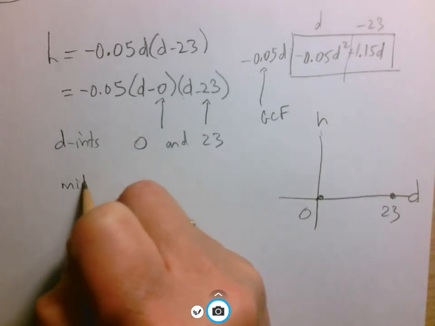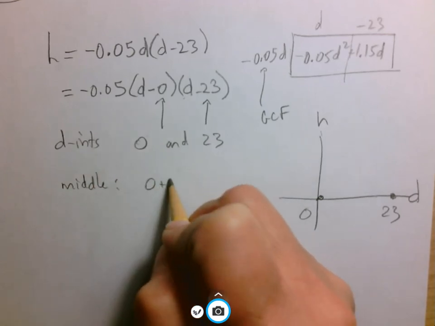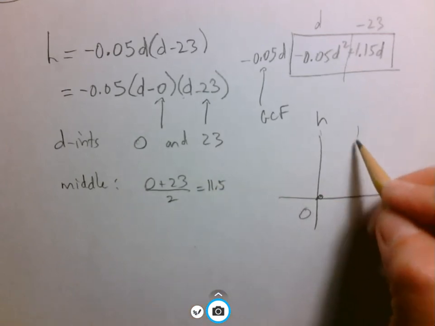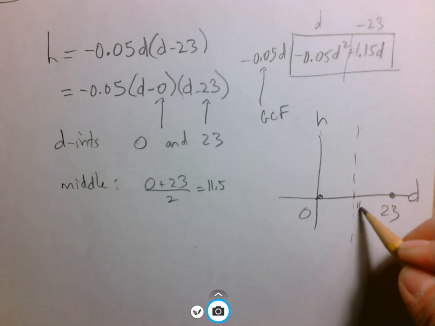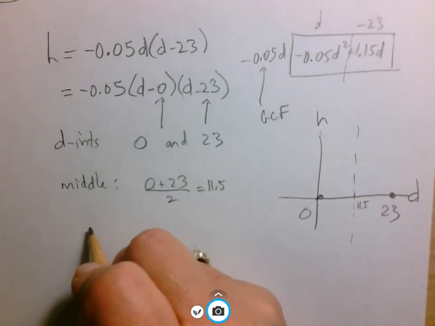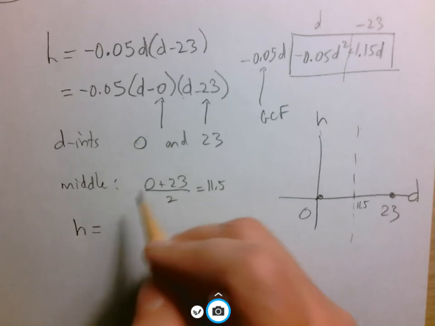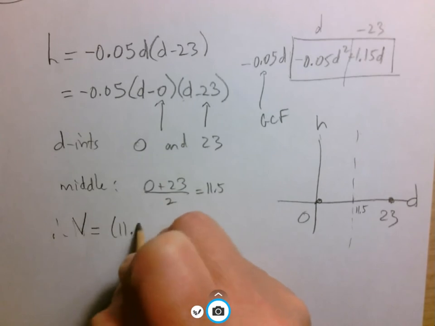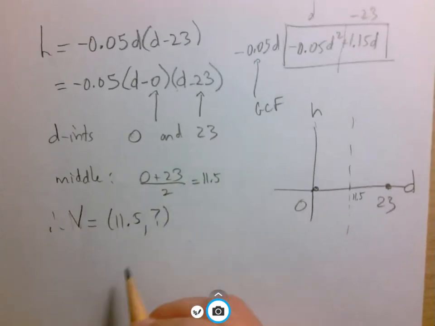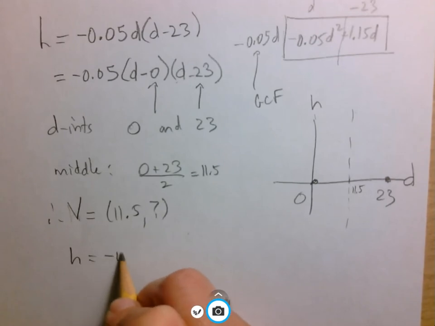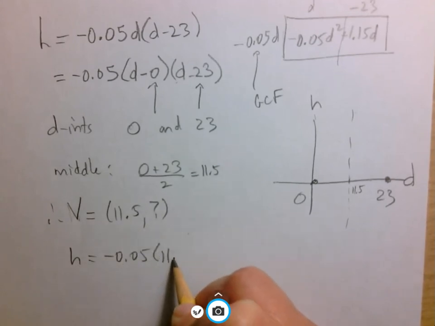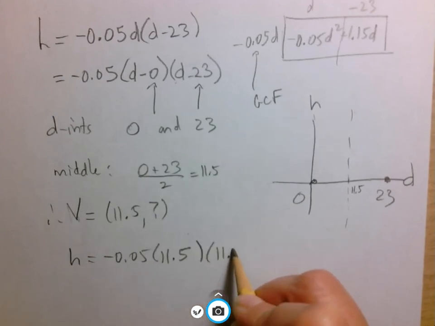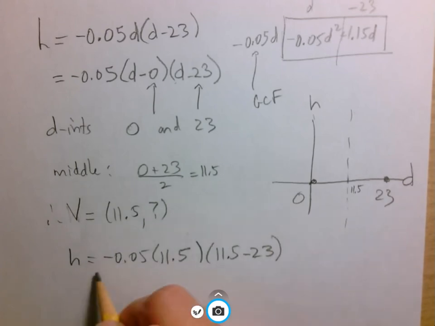So same thing, we find the middle. That's the axis of symmetry. We add them up and divide by 2, and we get 11.5. So that means the vertex is somewhere on 11.5. And then we will put that into the equation. Hold on, let me write here. Therefore the vertex is 11.5 something. Okay, and then we'll figure that out. H is negative 0.05 times 11.5, we could do minus 0 although it doesn't make a difference, times 11.5 minus 23. And see how much that is.